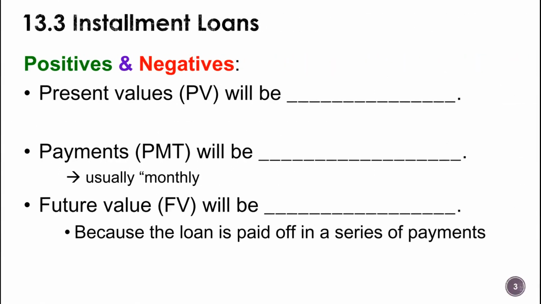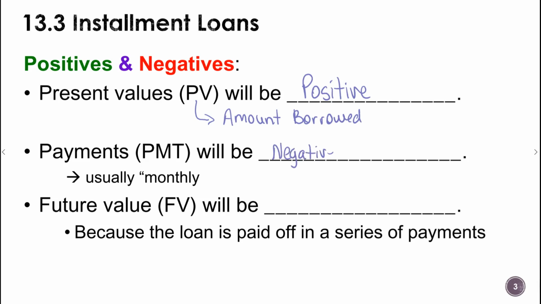Now we have to talk about our TVM keys. Whenever you're putting a number in for present value, that is the amount you have borrowed, and it's going to be a positive. Present value is going to be the amount borrowed. Then the payments will be negative because you are paying that in. You're not going to have that money in hand any longer because you're paying them.